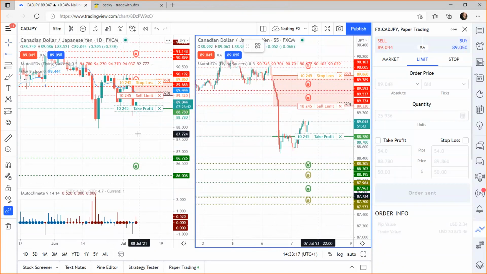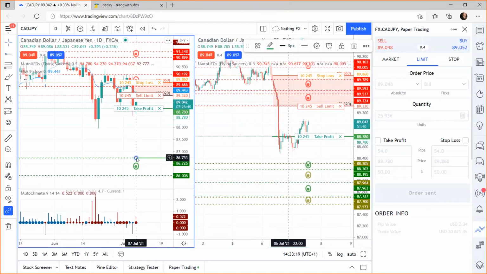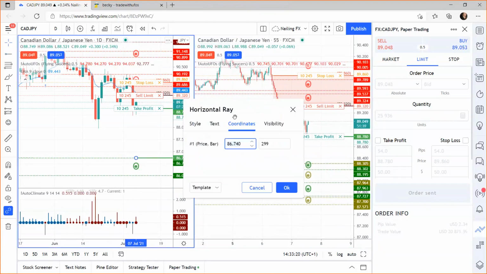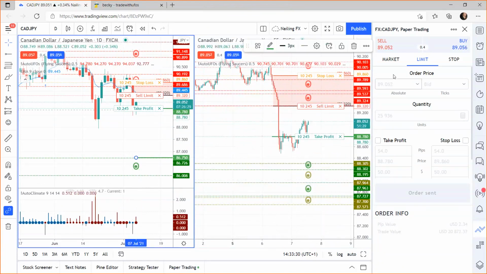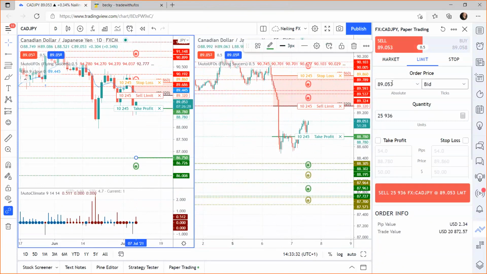So we have this line here. This is the one that we're going to use for our final target. It's 86.726. We're going to round it up to 7.3 and then add a couple of pips. So 86.75. So all we're going to do is come here, type in our entry price again, which was 89.32. Our stop loss, it should have remembered, 89.86. And then we're going to click take profit. And in this case, we're just going to type over what the price will be, which is 86.75.